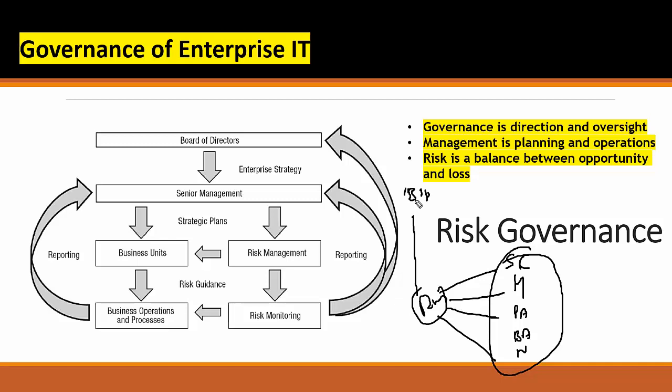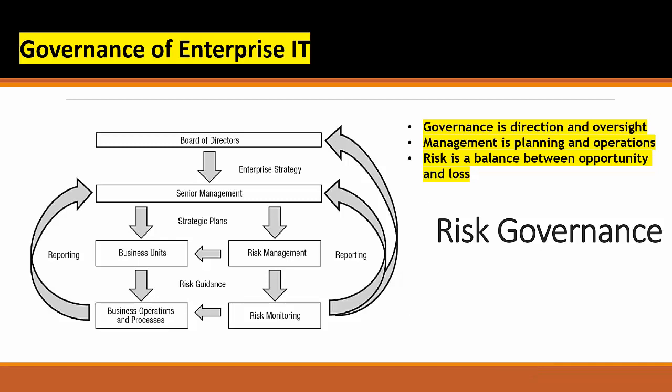And that is a perfect example of the effectiveness of risk management. When I say effectiveness of risk management, it means risk management and its activities are integrated in all the departments. Risk optimization is essential for the success of any governance system and cannot be isolated, as an enterprise will not be able to properly plan and optimize resources nor realize benefits without proper governance and risk management. That is why we said governance is all about direction and oversight, management is planning and operation, and risk is a balance between opportunity and loss.